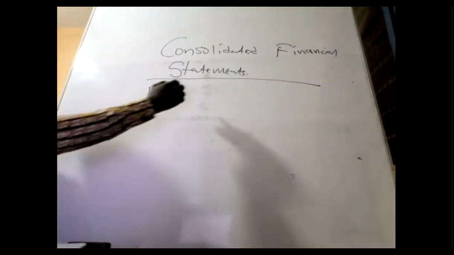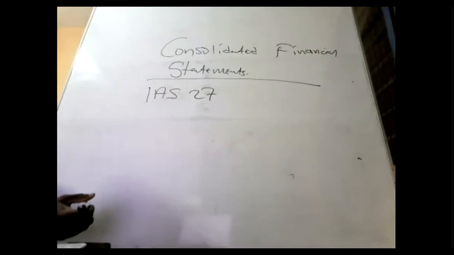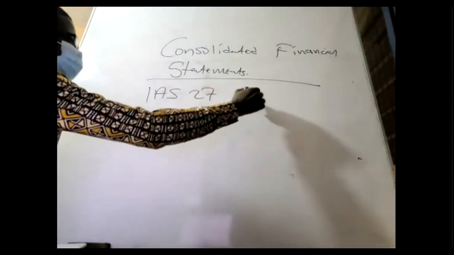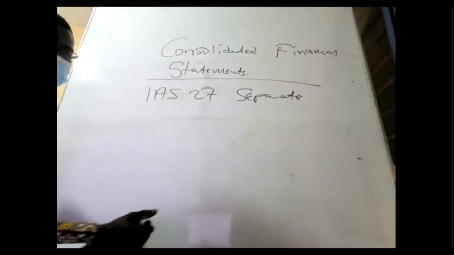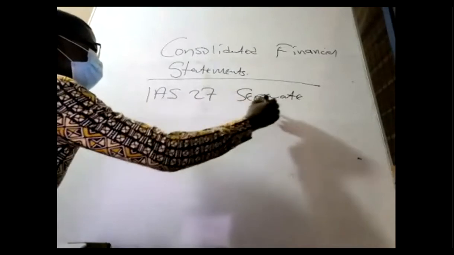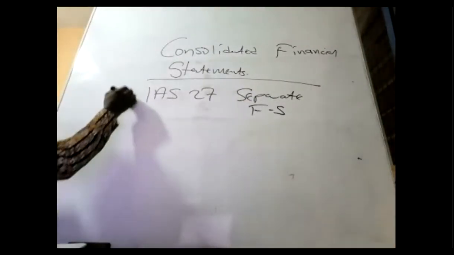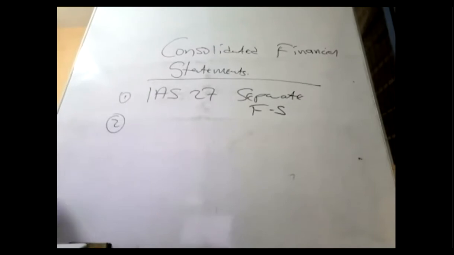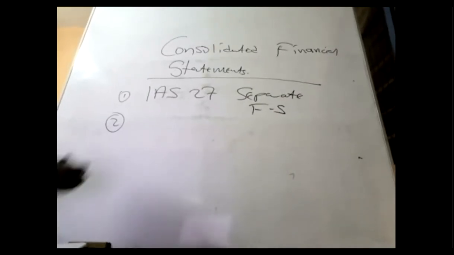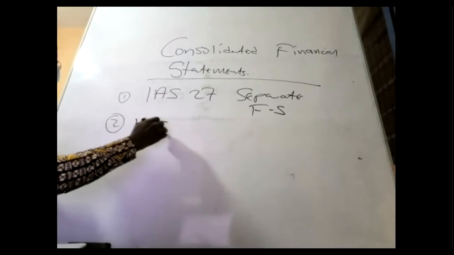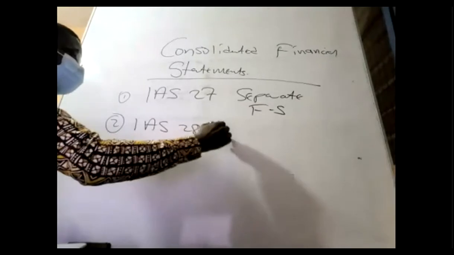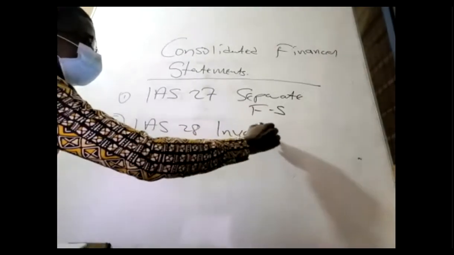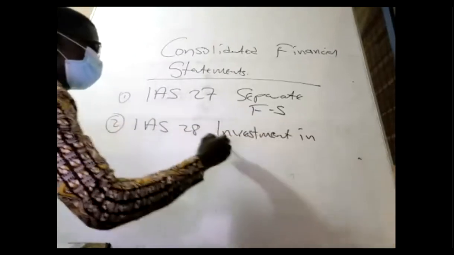Let's see the standards that govern consolidation. The first standard is IAS 27. IAS 27 talks about separate financial statements. That's IAS 27, number 1. The next standard that governs consolidation is IAS 28, investment in associates.